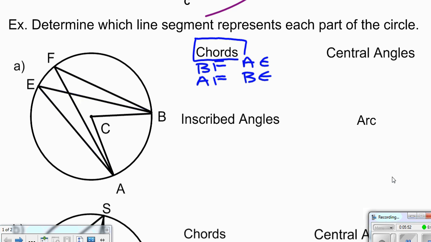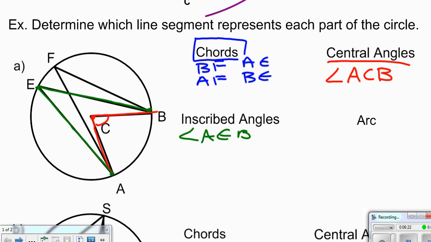Okay, so the next thing we need to look at are the angles. And so the first angle we're going to look at is the central angle, and it goes through the center of the circle. So that means the middle of the angle needs to be at the center of the circle. Okay, so we have angle ACB as our central angle, and then we have 2 inscribed angles, AEB and then again starting at A, AFB.